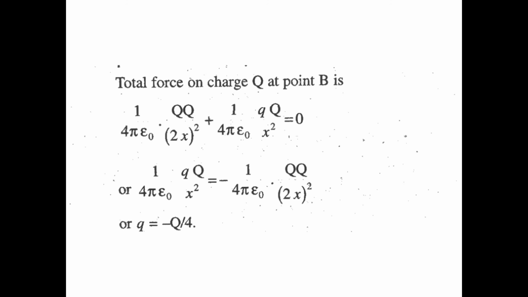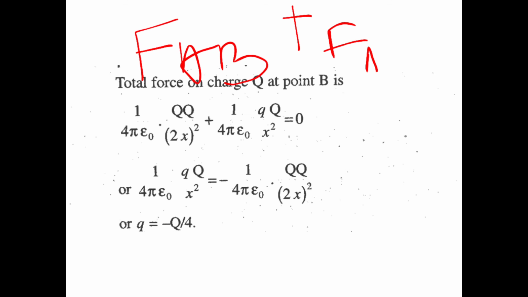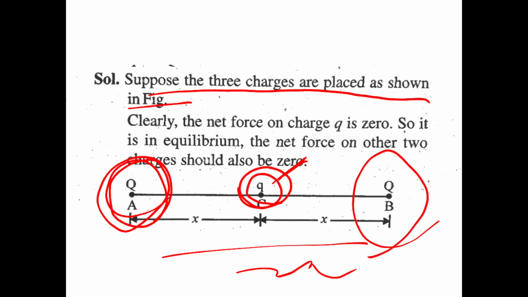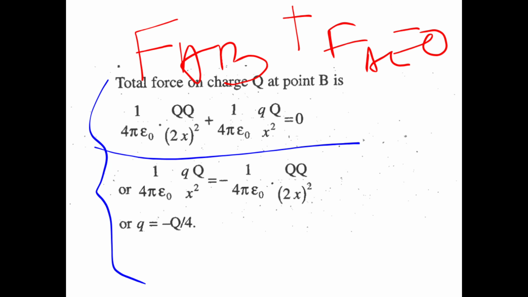The total force at B, that is F_AB plus F_CB, is equal to 0. Solving this, we get that the distance between them is, this is 2x, this is x, and this is x.